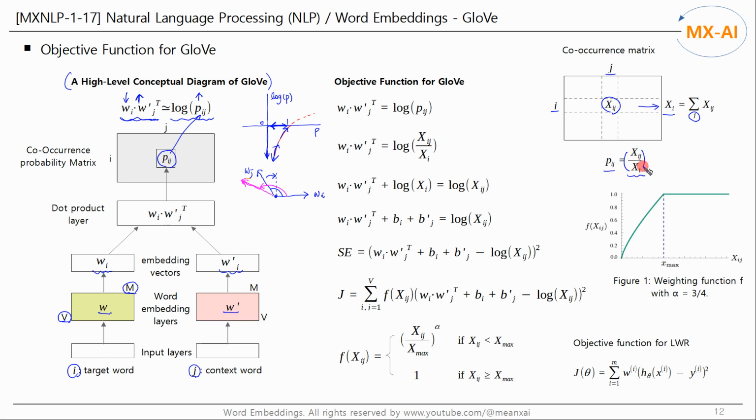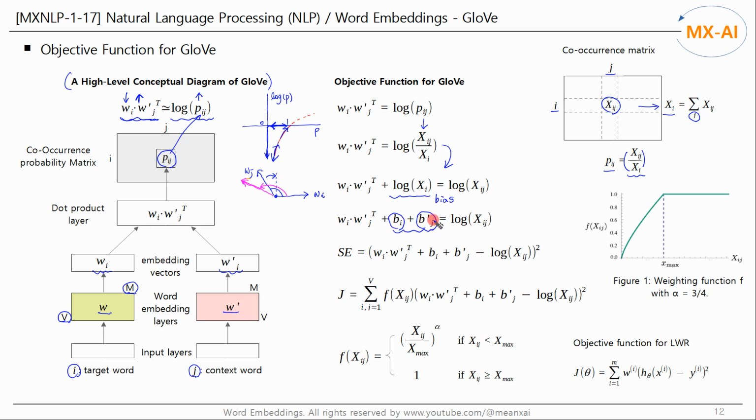Now let's substitute this probability into our original equation. By applying the logarithm rule, we can rewrite the equation as follows. Notice that the term log X_i appears in the equation. This term behaves like a bias term in a linear regression model. Instead of treating it as a fixed value, the authors introduced two trainable bias terms, b_i for the target word and b prime J for the context word. These bias terms are learned automatically during training.